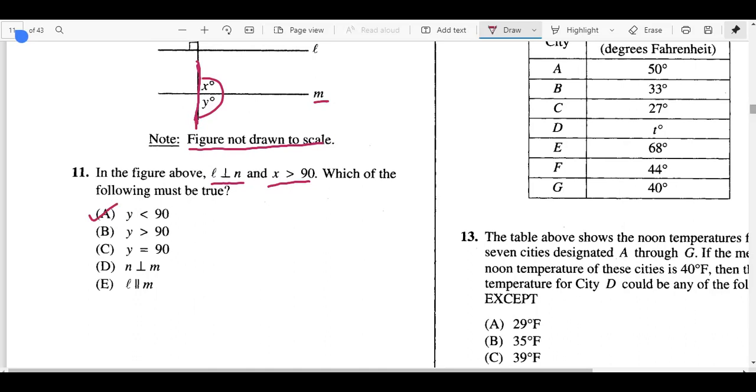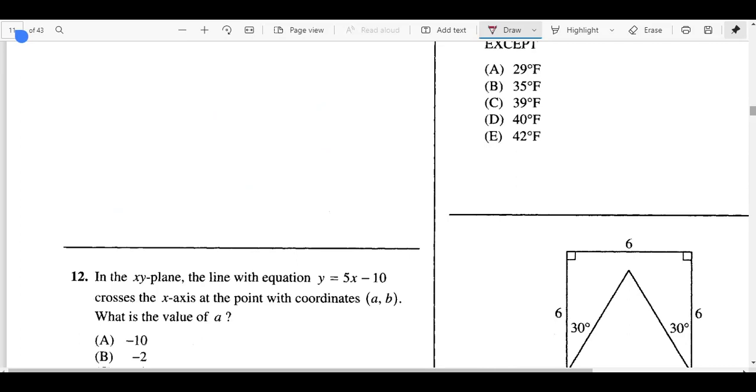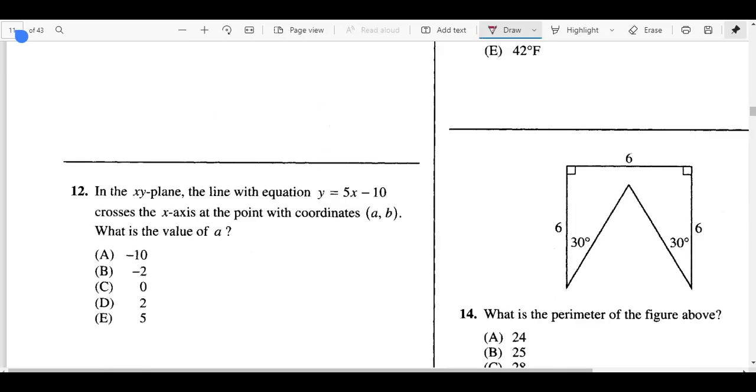Let's talk about the 12th question now. In the xy plane, the line with equation y equals 5x minus 10 crosses the x-axis at the point with coordinates a, b. What is the value of a? Now, you need to find the value of a. You have one equation only, and you don't know what b is. Without b, you cannot calculate a using this equation. If you plug in a and b directly, you will get b equals 5a minus 10, right? But you need to find a only.